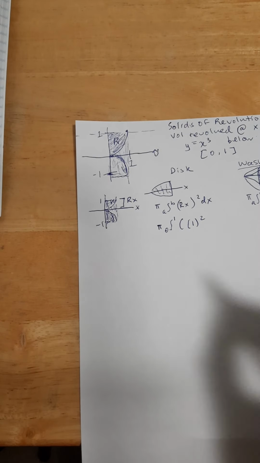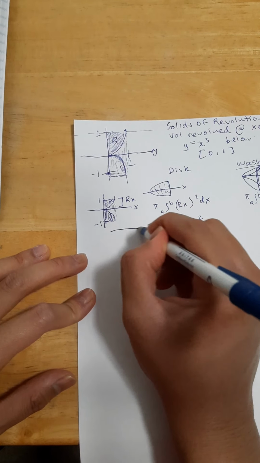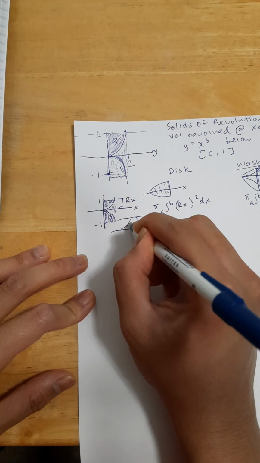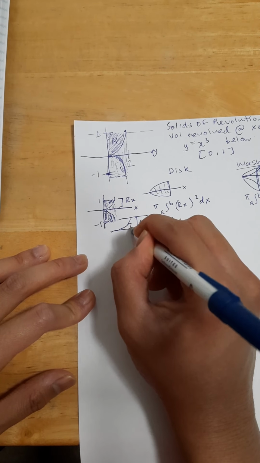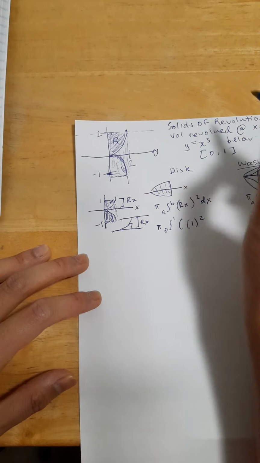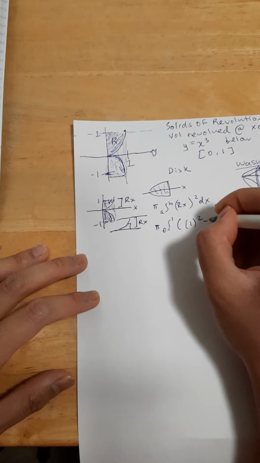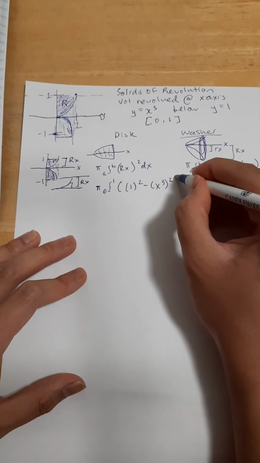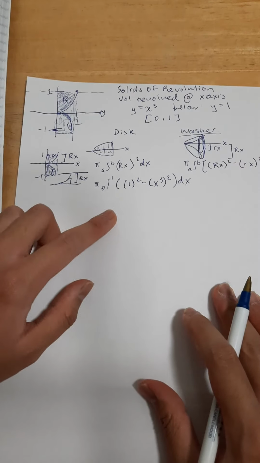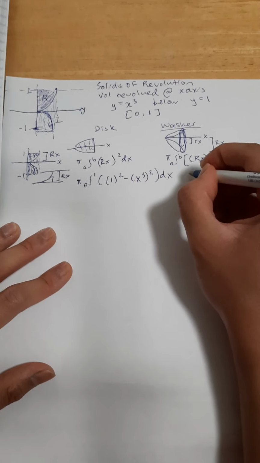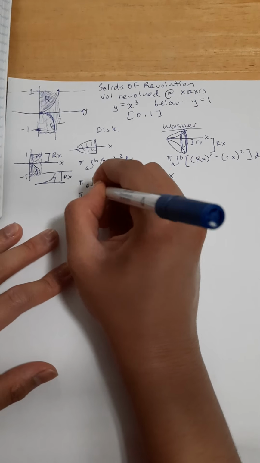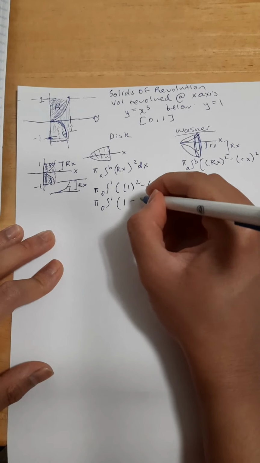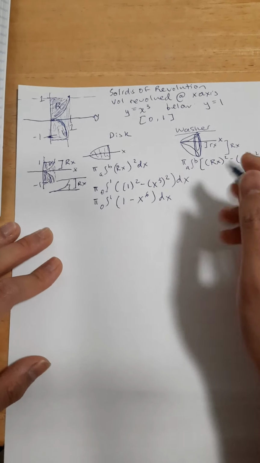Now how about our little radius? Here's 1, so we found this big R of x. What's this other area right here? Well, it's going to be the graph of x cubed. So we're going to just minus x cubed, and we're also going to square it, dx. We could do some simplifying here. You could just write pi times the integral from 0 to 1 of 1 minus 2 x to the 3 plus x to the 6 dx.